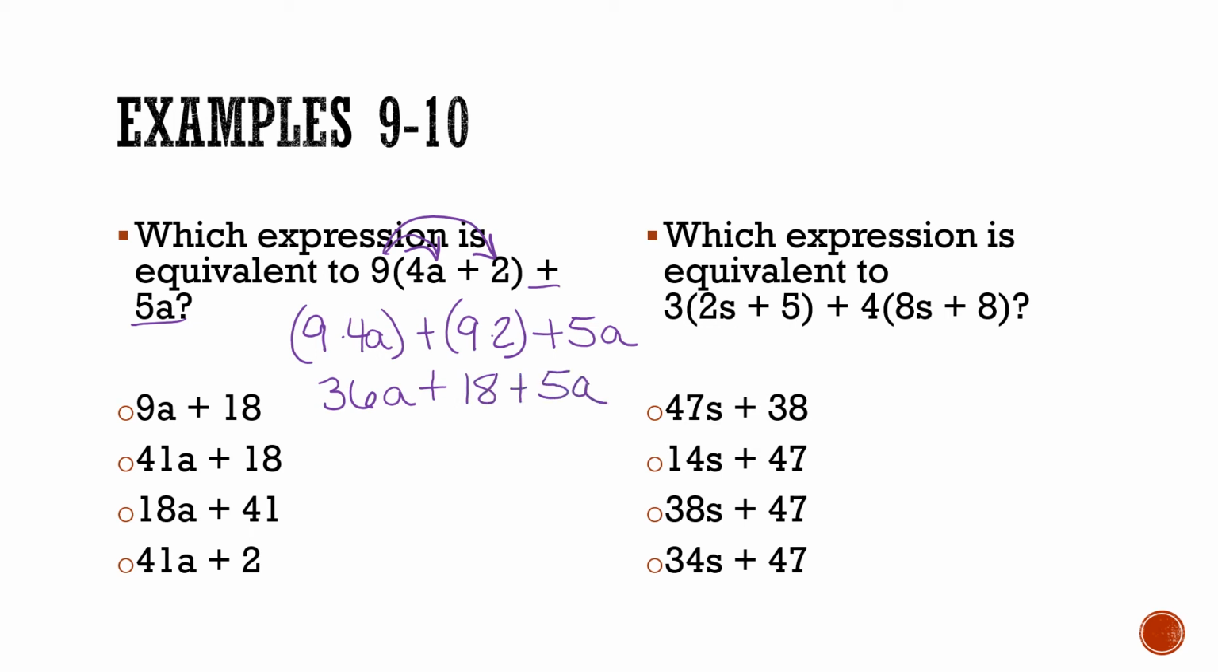down. So we're going to combine 36a and 5a because they're like terms, both having the variable a. So 36 plus 5 is 41a plus 18. We cannot add 41 and 18 since 18 does not have that variable a. So 41a plus 18 is answer choice B.